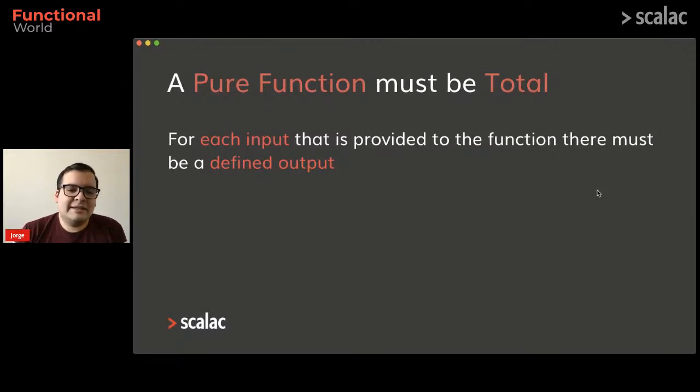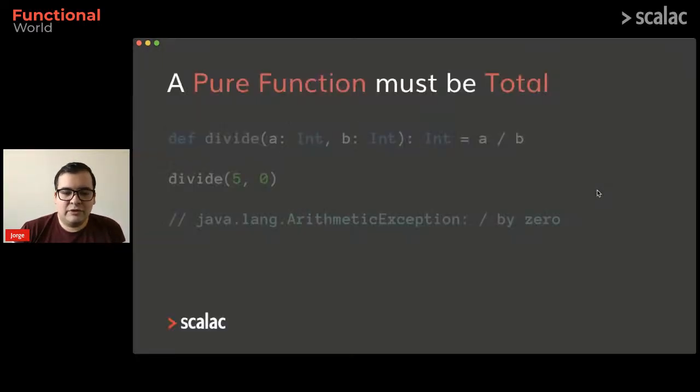So a pure function must be total. What does this mean? This means that for each input that is provided to a pure function, there must be a defined output. A very simple example: we have this divide function. It just divides two integers. But what happens if we try to divide 5 by 0? We're going to get an arithmetic exception because we're trying to divide by 0. So this function is not total. Hence, it's not pure, because it's not defined for the cases where b equals 0.